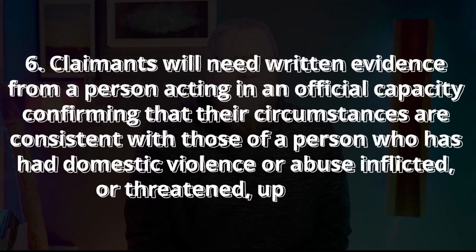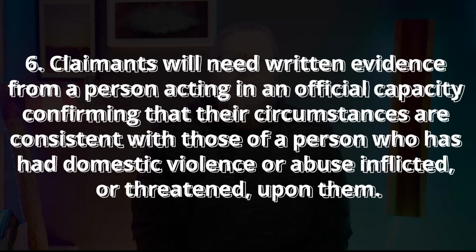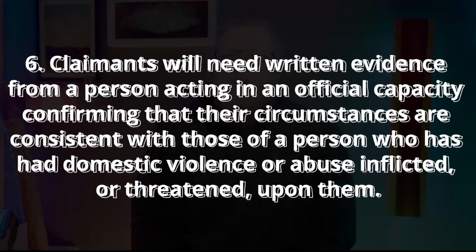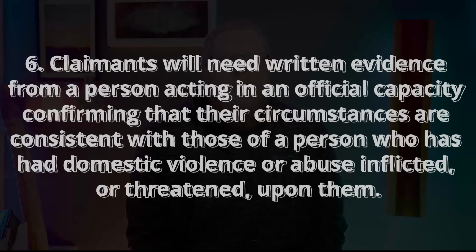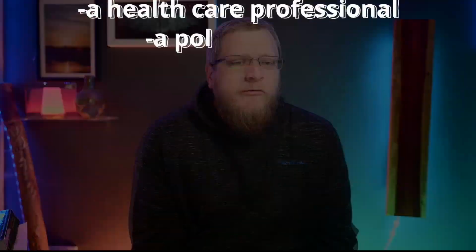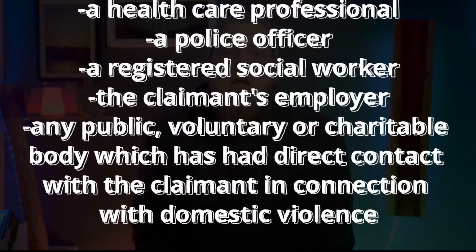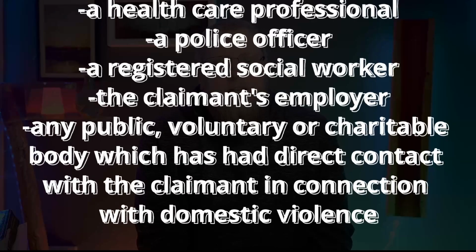Paragraph 6 of this bit of guidance says that claimants will need written evidence from a person acting in an official capacity confirming that their circumstances are consistent with those of a person who has had domestic violence or abuse inflicted or threatened upon them. Again, if you look at the context, it's since their 16th birthday. And it goes on to specify that a person acting in an official capacity is either a healthcare professional, a police officer, a registered social worker, the claimant's employer, or any public, voluntary or charitable body which has had direct contact with the claimant in connection with domestic violence. And again, notice it's still using that term domestic violence.